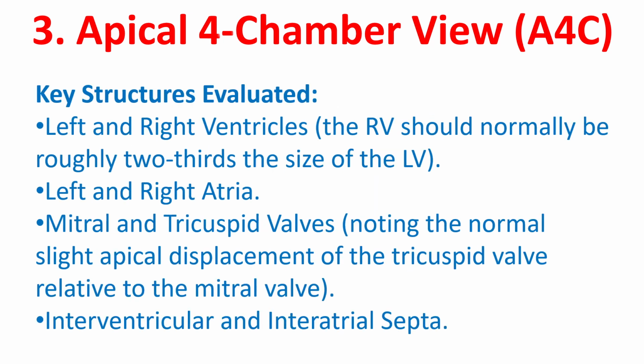Key structures evaluated: left and right ventricles. The RV should normally be roughly 2/3 of the size of the LV. Left and right atria, mitral and tricuspid valves, noting the normal slight apical displacement of the tricuspid valve relative to the mitral valve, and interventricular as well as interatrial septa.